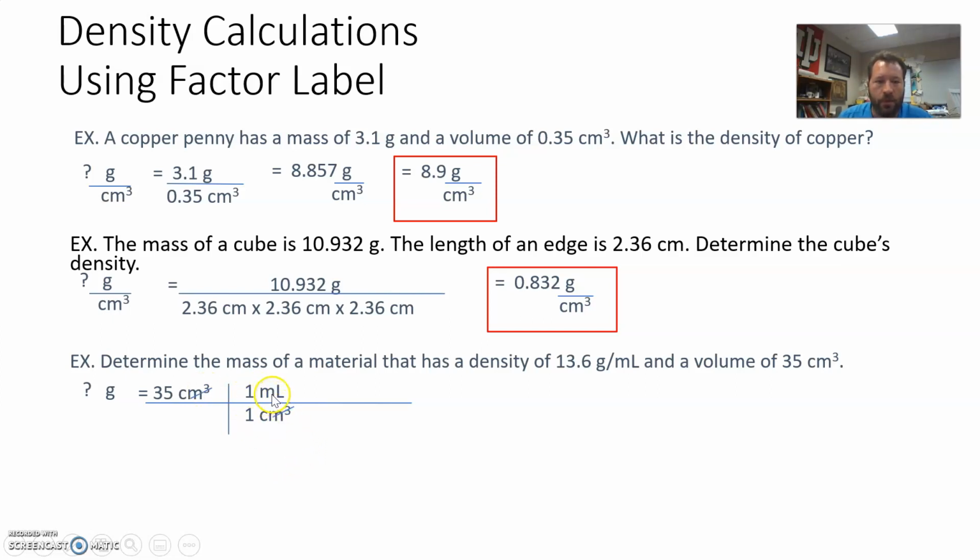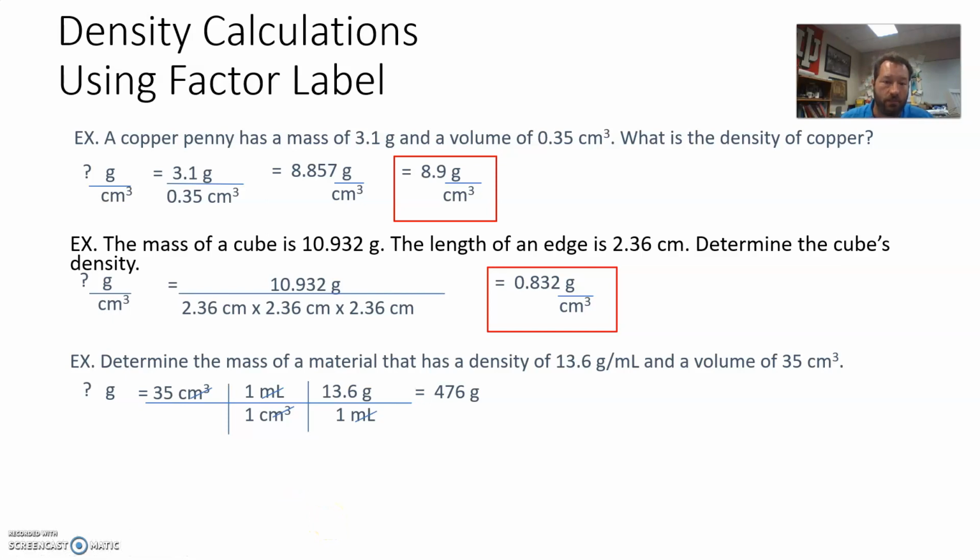Cool. Now I've got milliliters. I don't want milliliters in my final answer. I want grams. So I've got to get that milliliters canceled out. Put that milliliters on the bottom. Now milliliters cancel out. And 13.6 grams per milliliter. That grams goes on top. The milliliters cancel out. And I'm left with grams, which is exactly what I want. I've just got some math left to do.